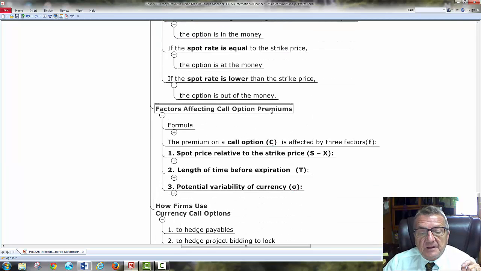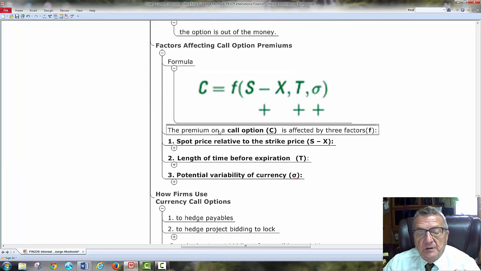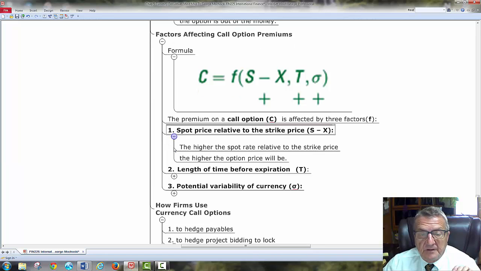Factors affecting the call option. A reinforcement is fine. Here's the formula: the premium on the call option, C, is affected by three factors. One, the spot rate. Just three things affect it. The higher the spot rate relative to the strike price, the higher the option price will be. Makes sense.